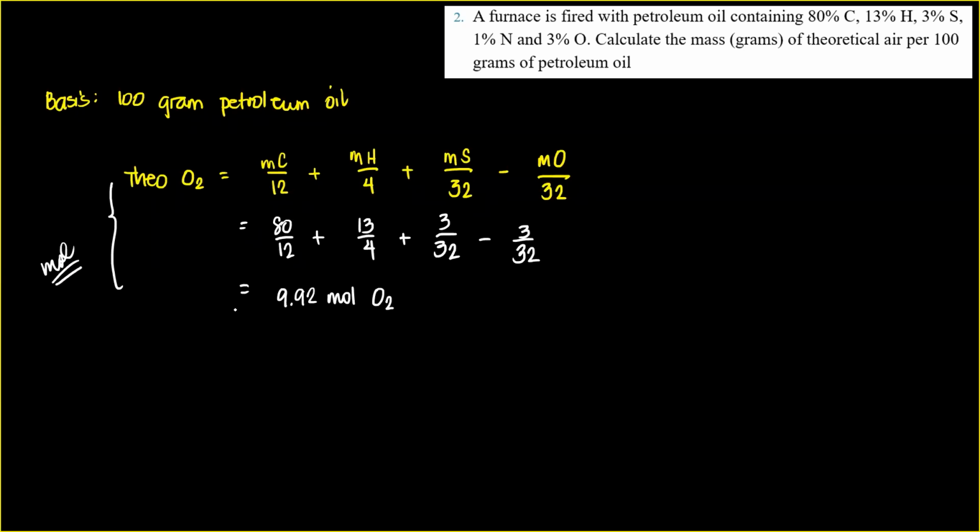So moles. What I want here, guys, is the mass of theoretical air per 100 grams of petroleum oil. So what I will do: air is 21% oxygen, so how many moles of air is this? 9.92 times 100 over 21. How many moles is this? 47.24 moles of air. But what's being asked is the mass of air.